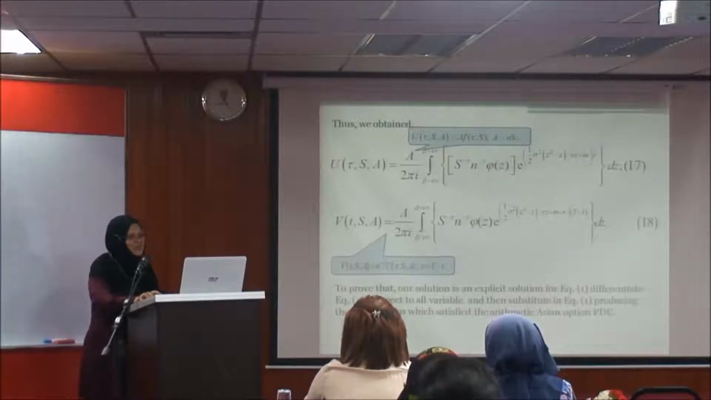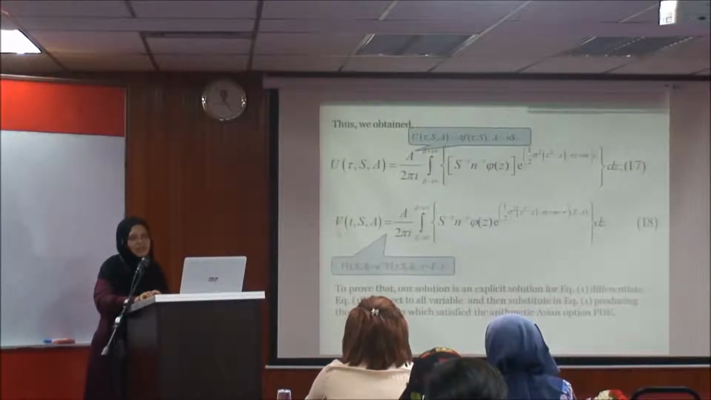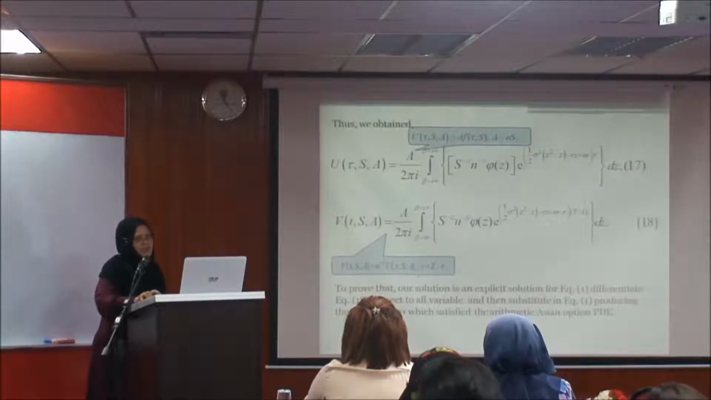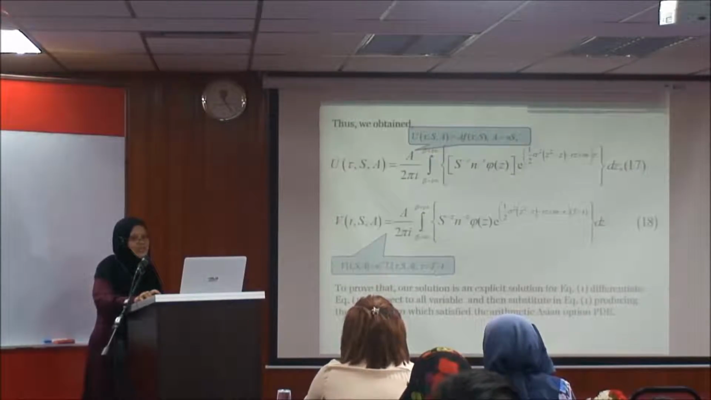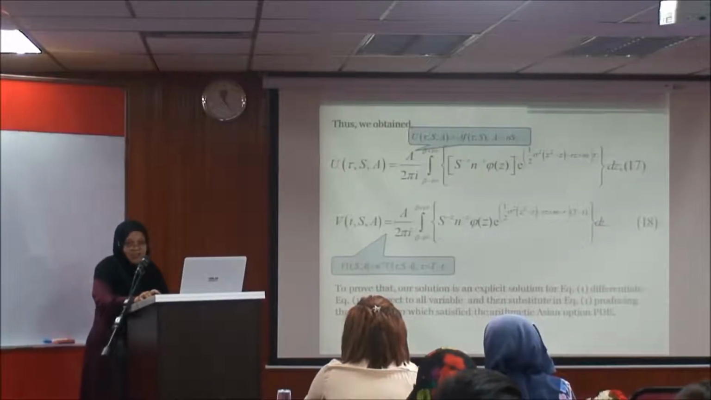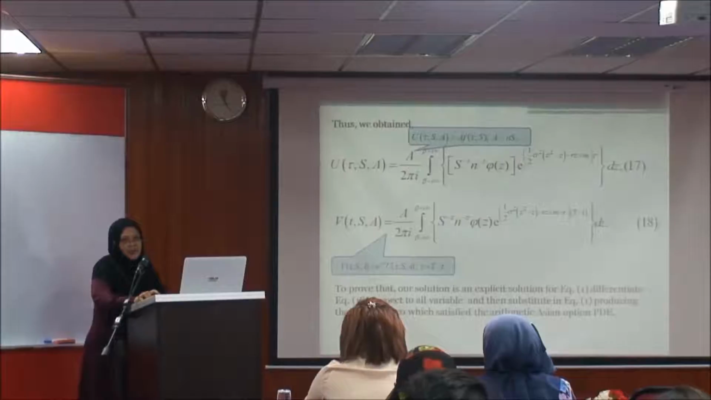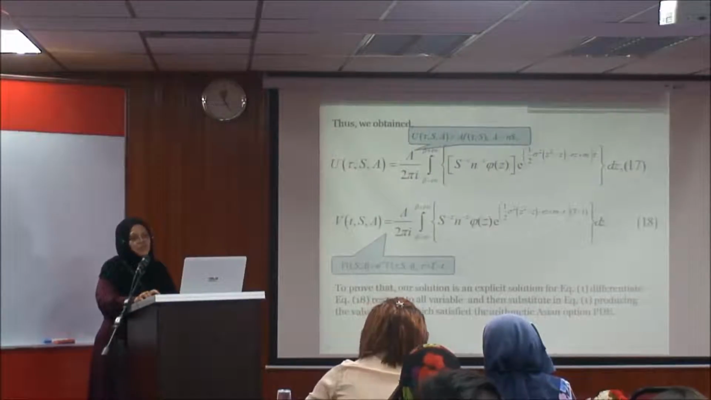Okay? So last but not least, you get your v, because your v is actually the exponent of negative r tau times u tau s a. But remember, your tau is T, the big T, minus the small t. So this is what we get for our analytical solution.